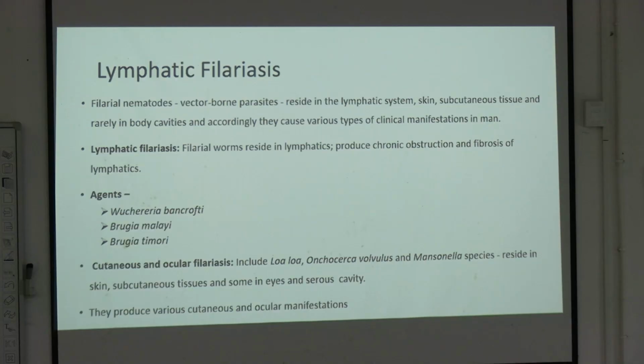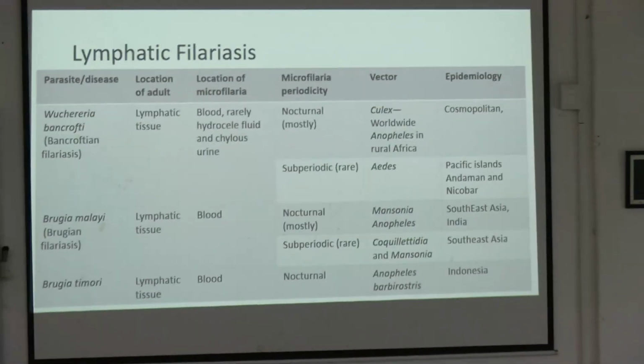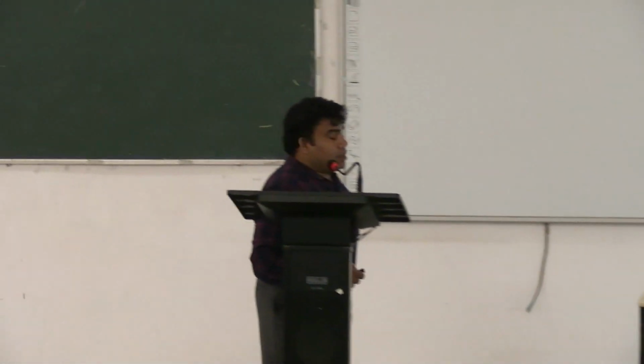Now, lymphatic filariasis is commonly caused by 3 important causes: Wuchereria bancrofti, Brugia malayi, and Brugia timori. In India, we can find most cases of Wuchereria bancrofti and Brugia malayi. Next. Now, during this infection, the infection is acquired by the mosquito, which during its blood meal will introduce the microfilaria into the blood of the human beings.